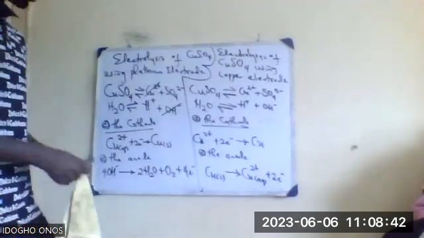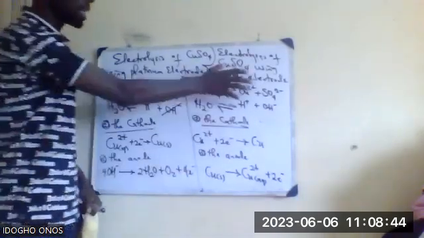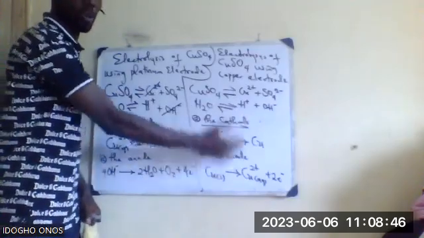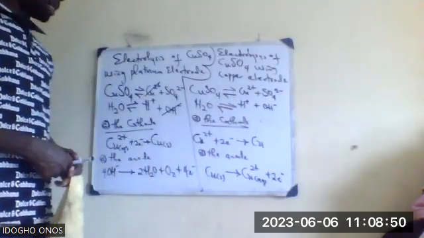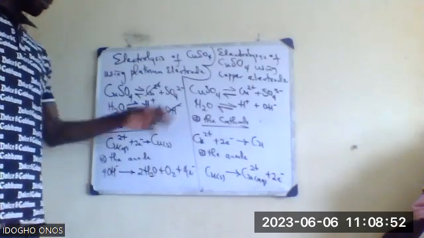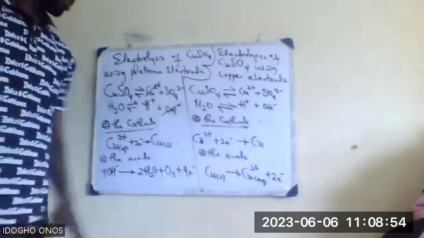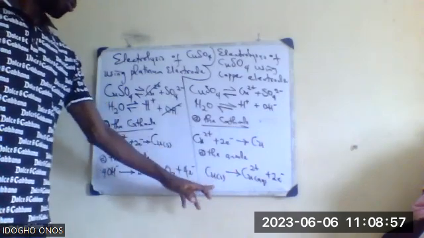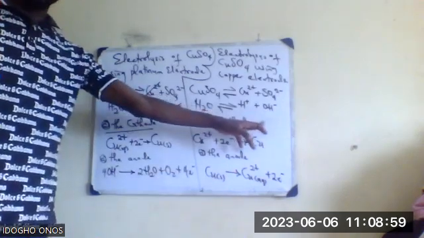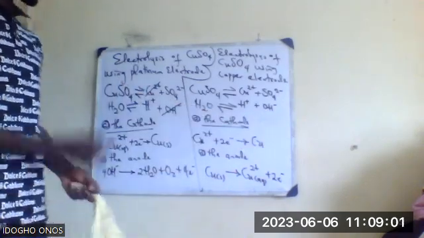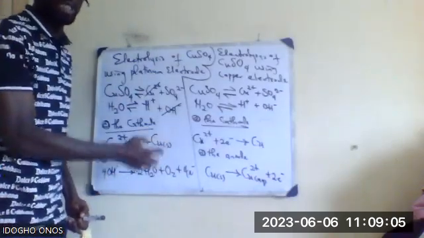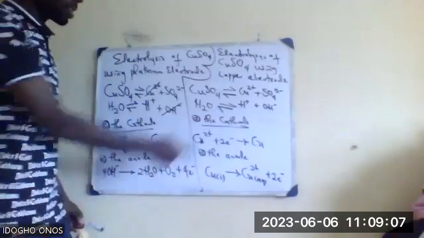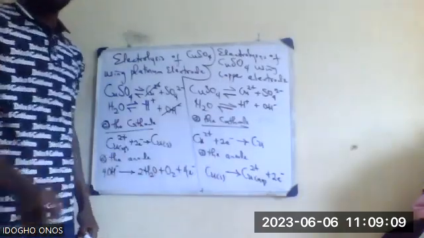So that is what you will get for the anode. In this electrolysis, it's more or less like a continuous circle. The copper is leaving and coming in. So what happens is that at the cathode, copper is deposited, and at the anode, copper is oxidized. So the cathode increases in mass, while the anode reduces in size.